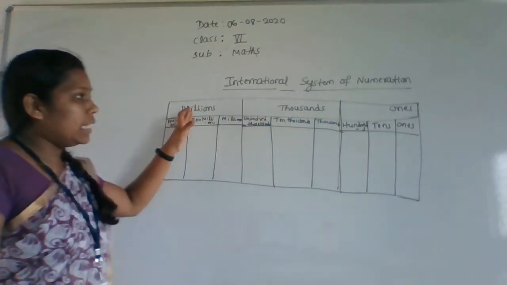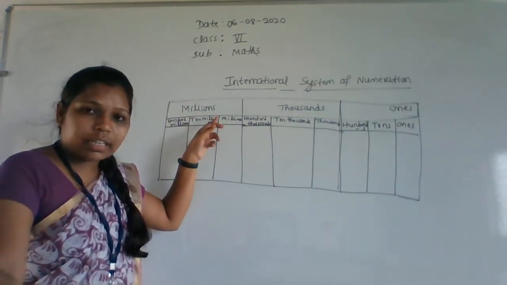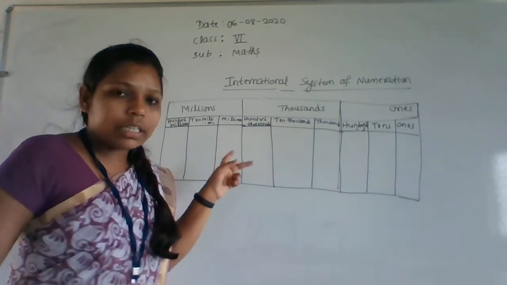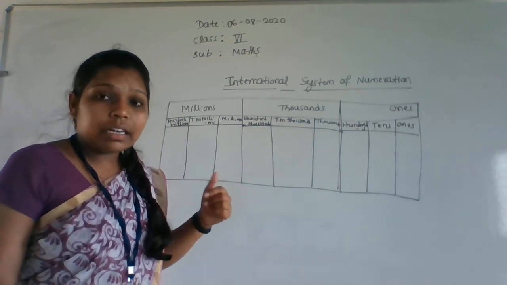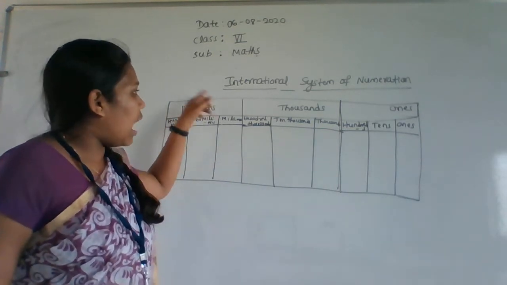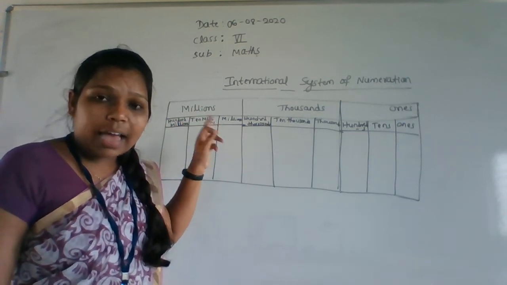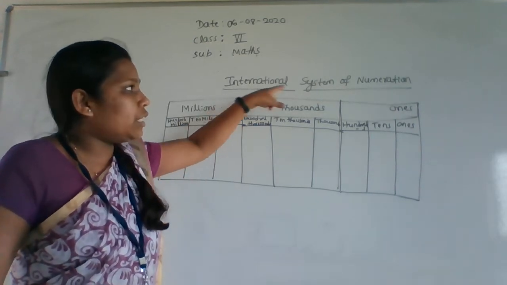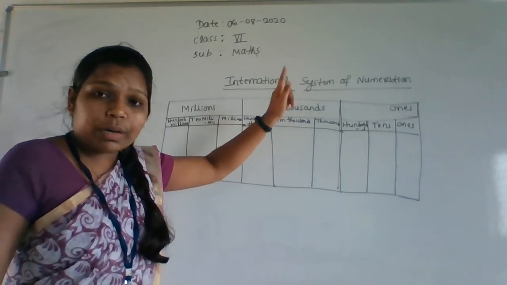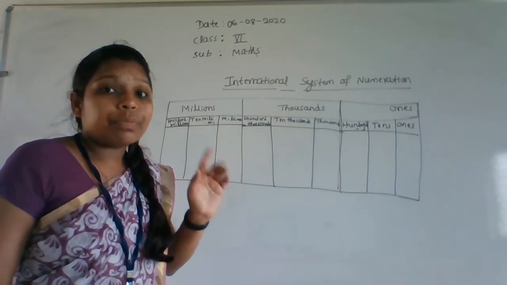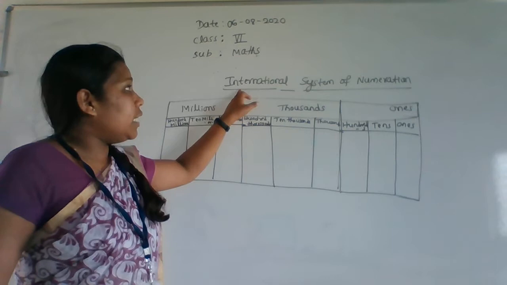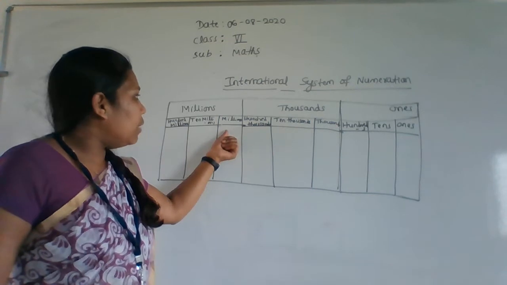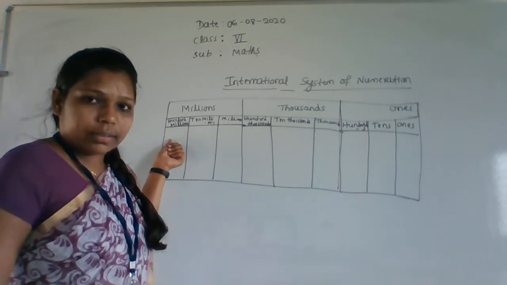Next we will move to the millions. Instead of millions, what is there in the Indian system of numeration? After the thousands, we have lakhs and crores. But here, no lakh, no crores. Here we only have millions. Instead of lakh and crore, they made one word, million, because this is called the international system of numeration. In that again millions, 10 millions, 100 millions.